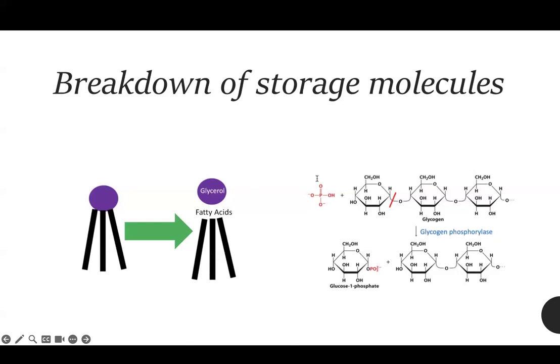Triacylglycerols are broken down via lipases in the same manner as they are during digestion, and they are broken down into fatty acids and glycerol, and they can then enter circulation and can be used for energy. However, these triacylglycerols are only broken down when other fuels are not available.